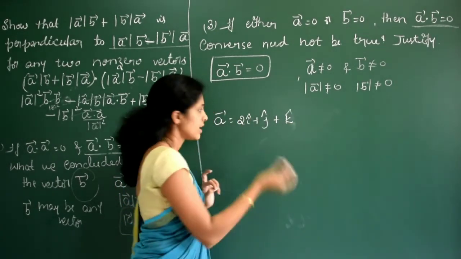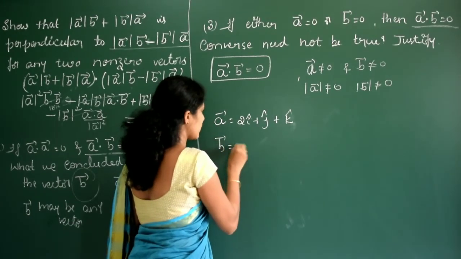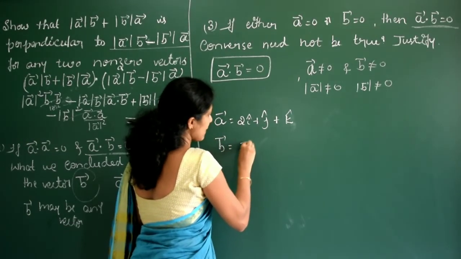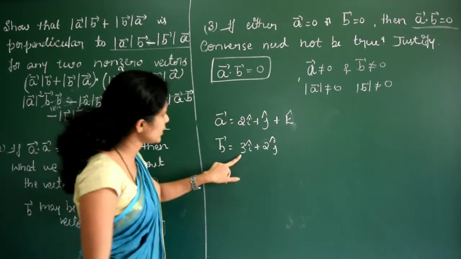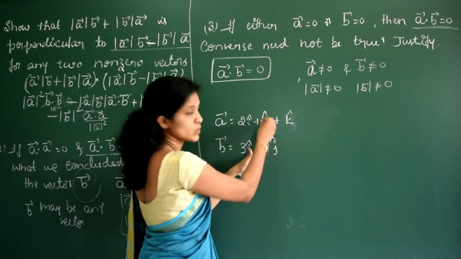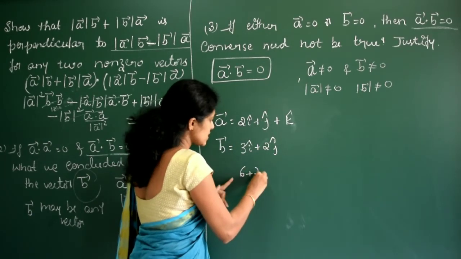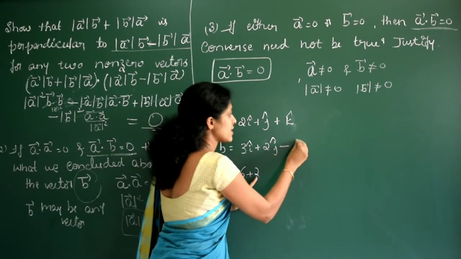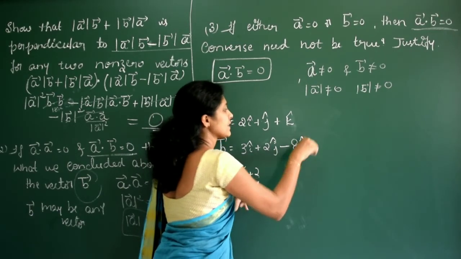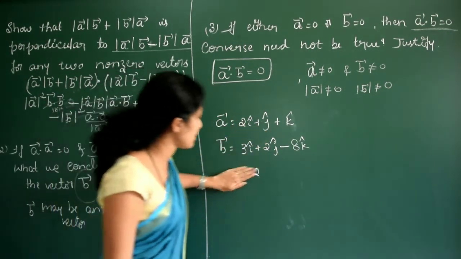This is a. Now I will consider b vector is equal to 3 i cap plus 2 j cap. Now see here, 2 into 3 will be 6, plus 2 into 1 will be 2. So this 6 plus 2 will be 8. So I have to get minus 8. So I will consider this as minus 8 k. Is it clear? Any example you can take.